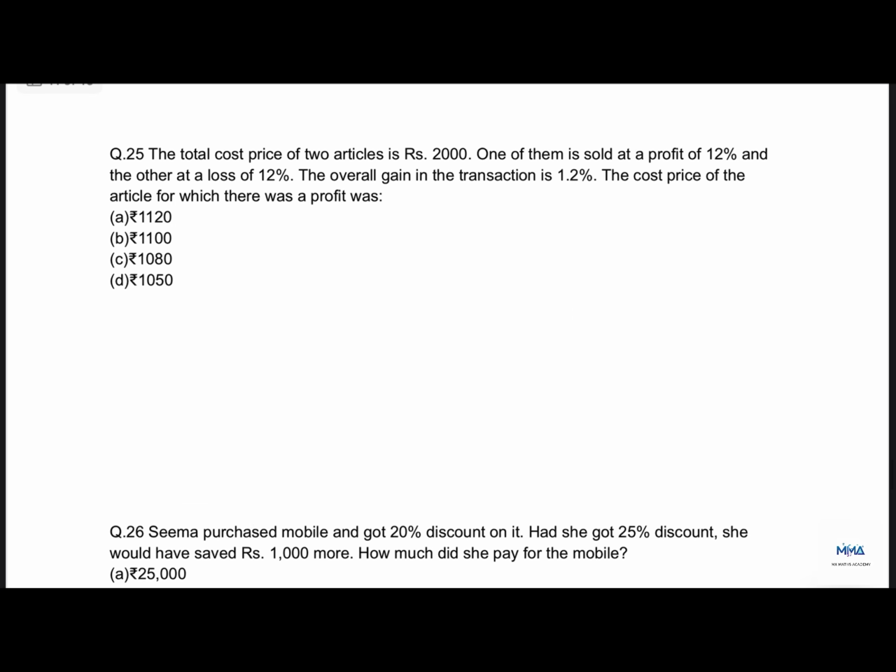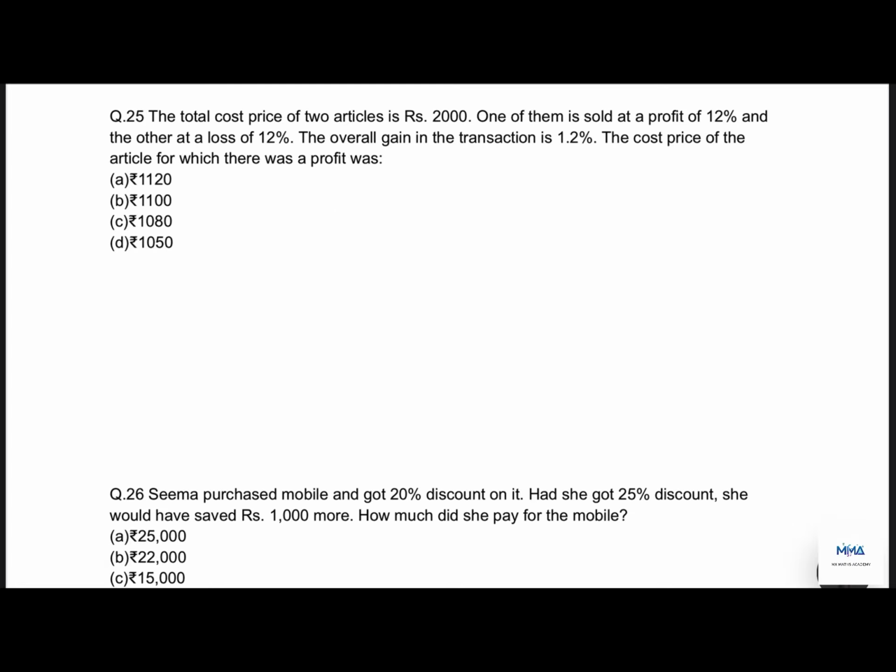The total cost price of 2 articles is 2000. One of them is sold at a profit of 12% and the other at a loss of 12%. The overall gain in the transaction is 1.2%. Find the cost price of the article for which there was a profit. Here we can use the method of alligation. One is sold at a profit of 12%, the other at a loss of 12%, and the overall gain is 1.2.